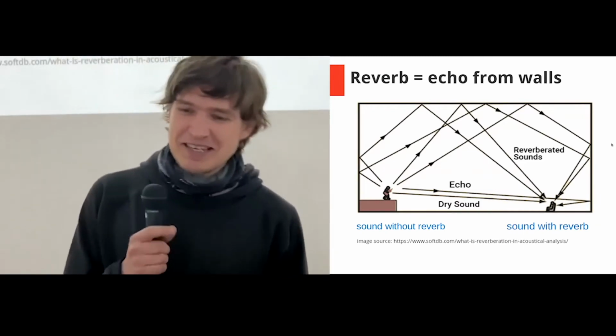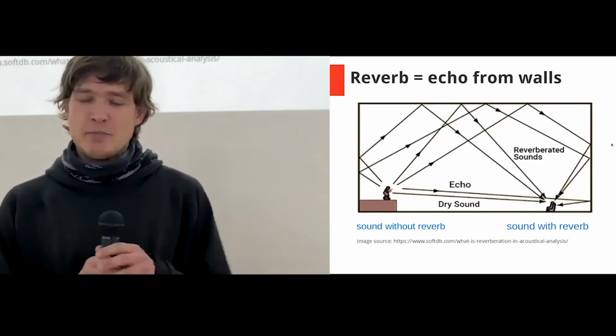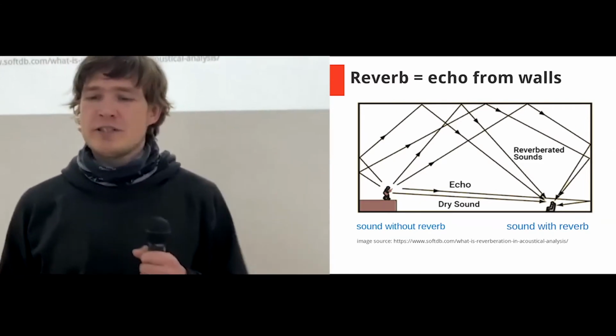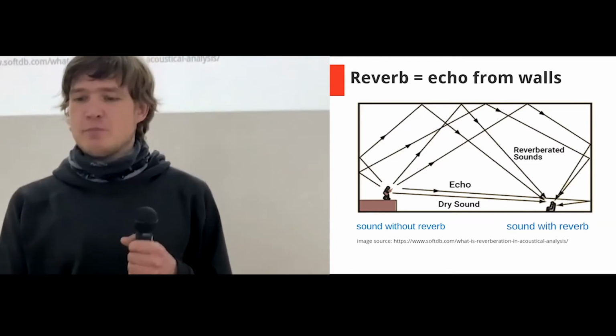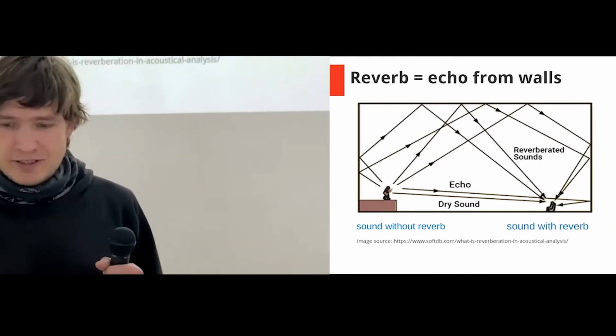Okay, now this is not the only sound which arrives at the person in the audience, but you also have the sound which is reflected from the walls, and the reverb is just the sum of all the echoes reflected from the walls, and then this might sound something like this.